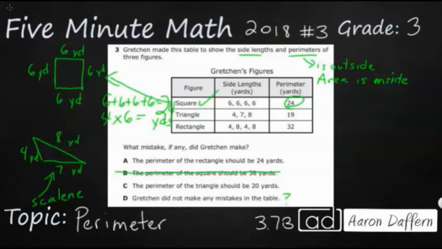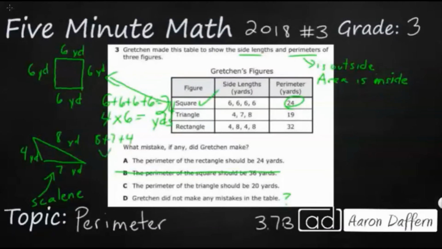Equilateral have all 3 the same lengths. Isosceles have 2 the same length. This is a scalene, which means all 3 are different. So there's nothing to do but simply add these up. So I've got 8 plus 7 plus 4.